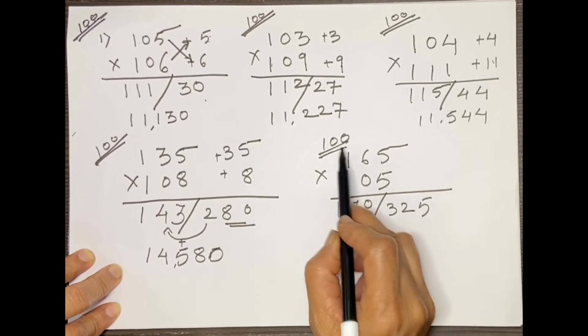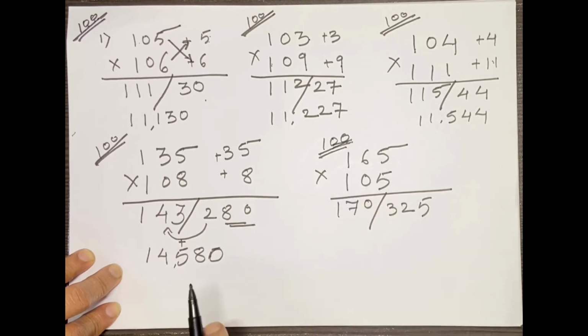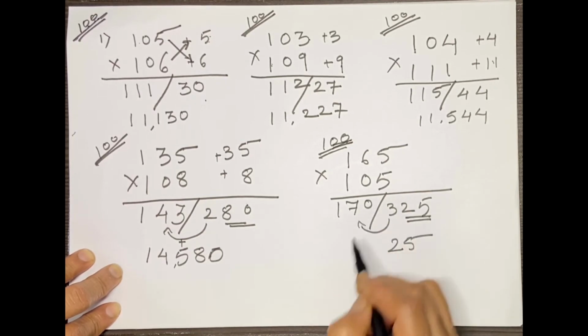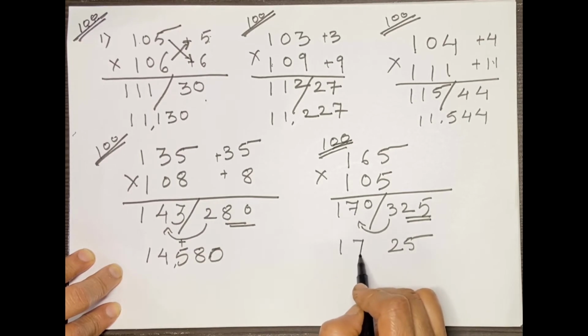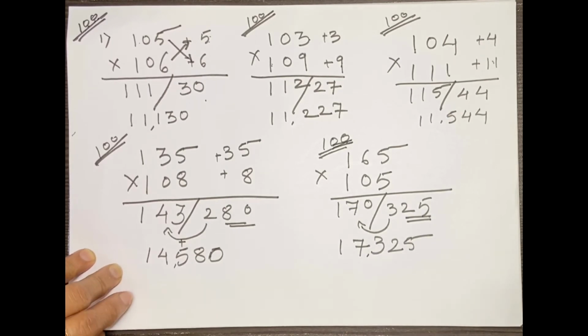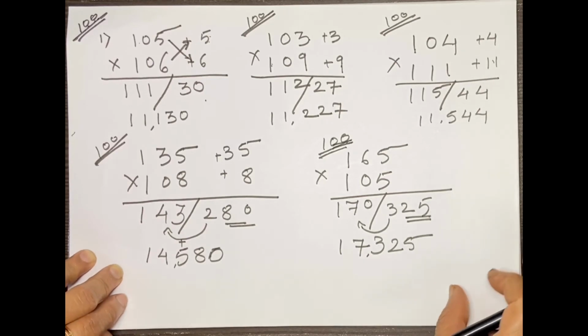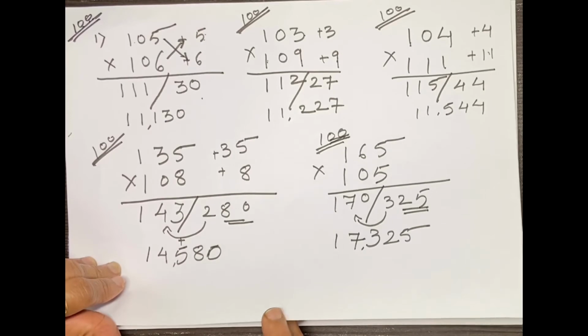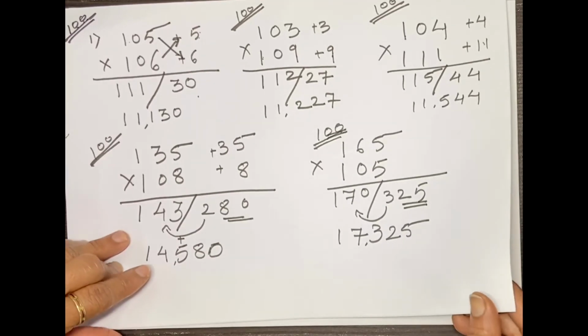As both the numbers are near to 100, and 100 carries 2 zeros, our right hand side will be 2 digits. So 25 stays, and the 3 we will shift to the left hand side. 170 plus 3 is 173. So the answer is 17,325.